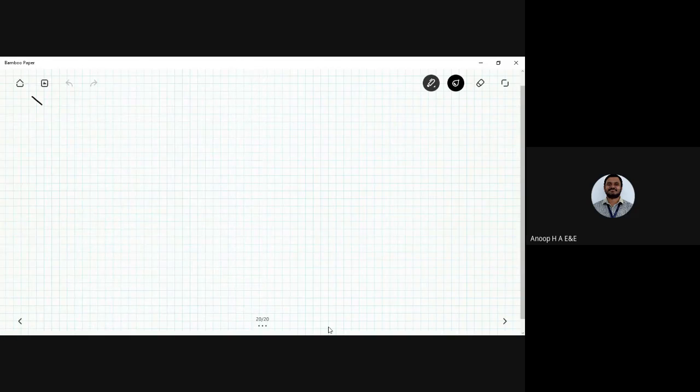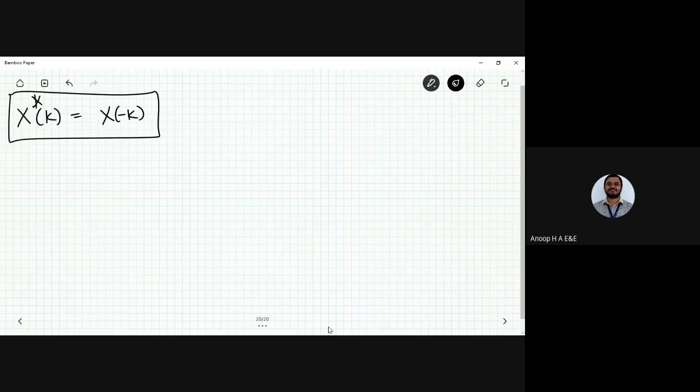Now what is being listed out? x star of k would be equal to x of minus k here. So if x of t is real for all values of k, then I can say that x star of k, that is the conjugate of the complex Fourier coefficients, would be equal to x of minus k. Once you give the value of k here, this conjugate and the minus value of it would be equal.